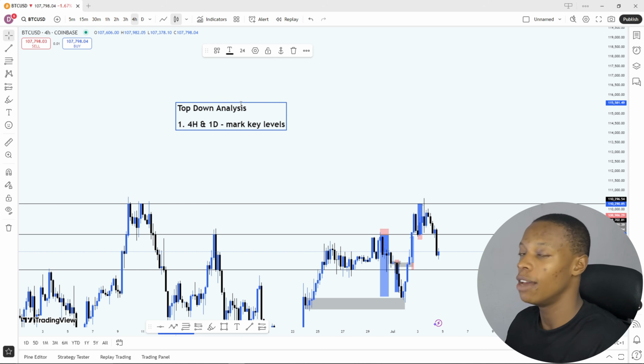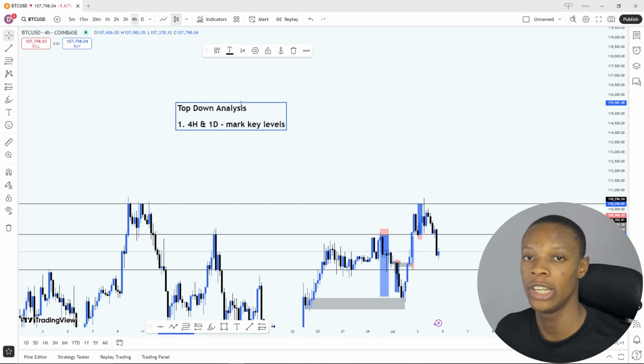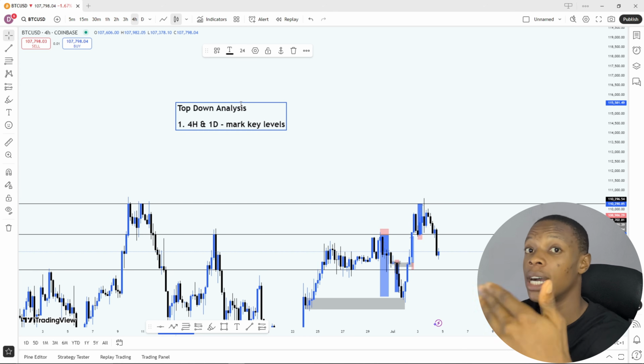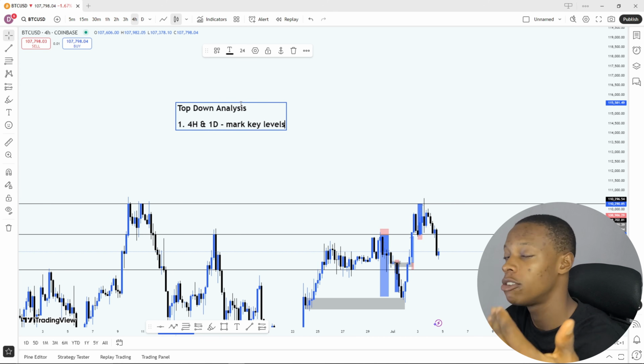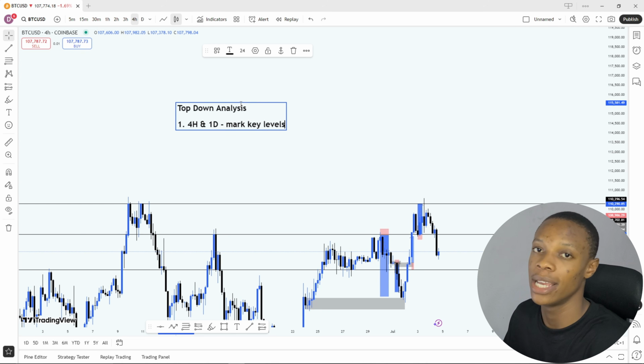These are key levels. These are levels where I expect the price to get to and reverse. Or if I'm taking any trade, those are levels I can say that's my target, that's my bias, that's where I expect the price to get to. I'm going to keep buying till price gets there. If I'm selling, I'm going to keep selling till price gets there.